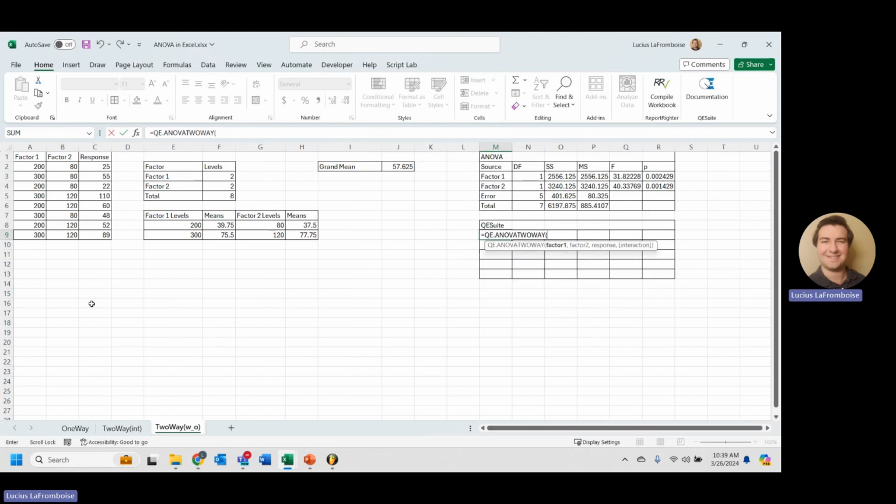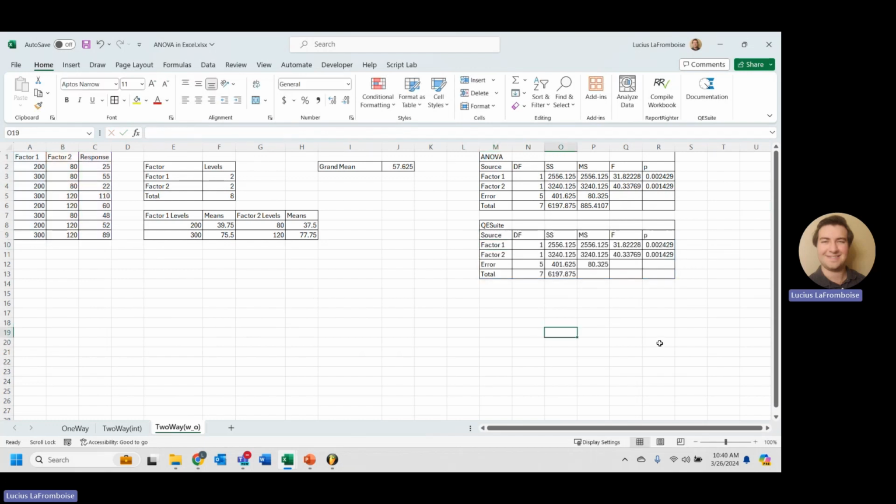So let's run this with QE Suite just to see how easy that is and why you don't want to be doing this all by yourself. And we'll do factor, response, and declare false interaction. And there we go. We didn't have to program anything. All right, so that is ANOVAs in Excel, two-way ANOVA in Excel.